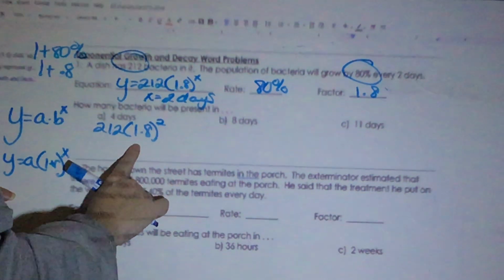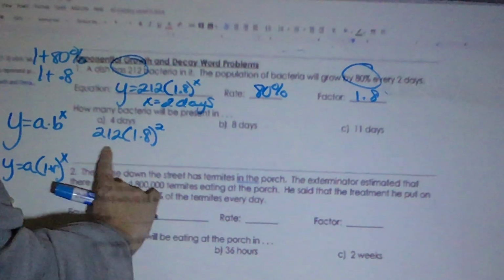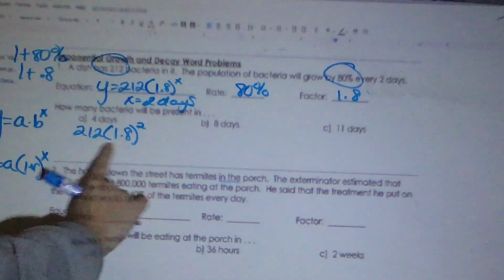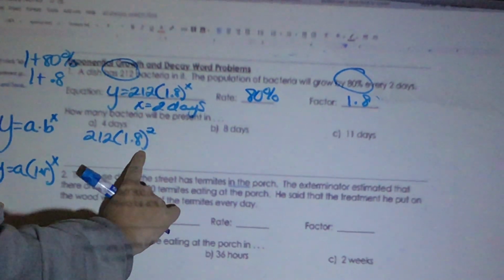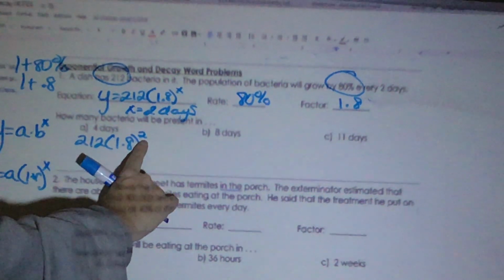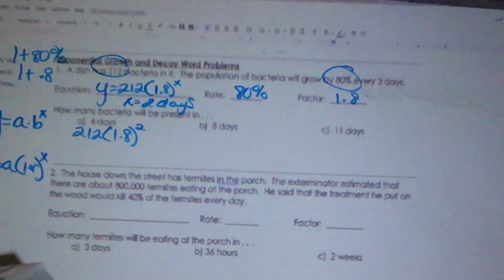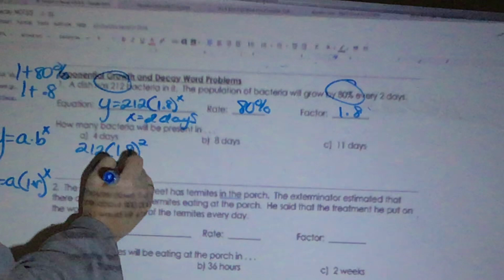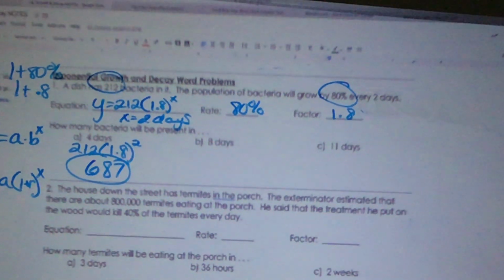If you do this on a calculator and you want to do the exponent part first, unless you have a calculator where you can type everything in, and the Desmos one will let you do that, you would type in 212 parentheses 1.8 parentheses raised to the second power. If you do that, then you should get 687, and I'm going to round to whole numbers just to make learning at home easier.